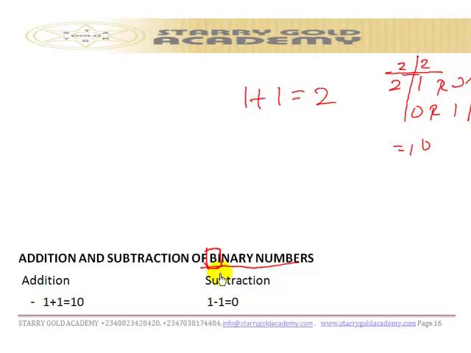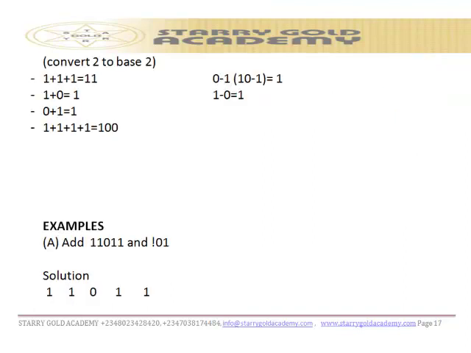1 plus 1 plus 1. If 1 plus 1 is regarded as 10 and it's actually 2, 1 plus 1 plus 1 is 3, but it's being regarded as 11. So instead of converting all these things, just commit them to memory. 1 plus 1 is 10. 1 plus 1 plus 1 is 11. 1 plus 0 is 1, that one is normal. 0 plus 1 is 1, normal. 1 plus 1 plus 1 plus 1 is 100.